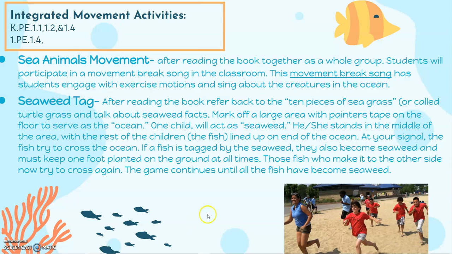At your signal, the fish will try to cross the ocean. If a fish is tagged by seaweed, they also become seaweed and must keep 1 foot planted on the ground at all times. Those fish will make it to the other side, but now try to cross again. The game continues until all fish have become seaweed.